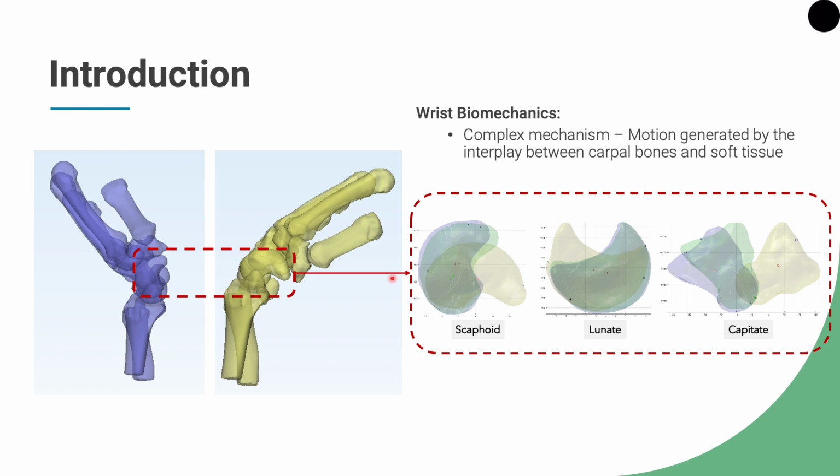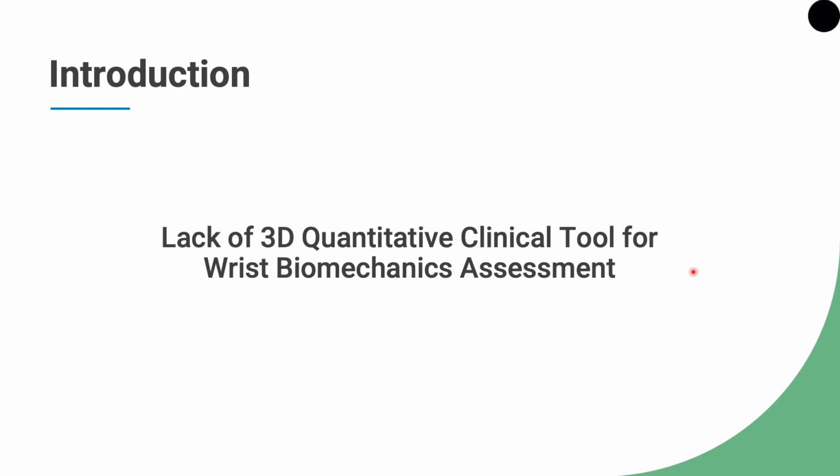As you can see here, there's a difference in biomechanical behavior between the scaphoid, lunate, and the capitate. Hence, this leads to the lack of normative reference values and the lack of 3D quantitative clinical tools to assess the biomechanical changes in the wrist.